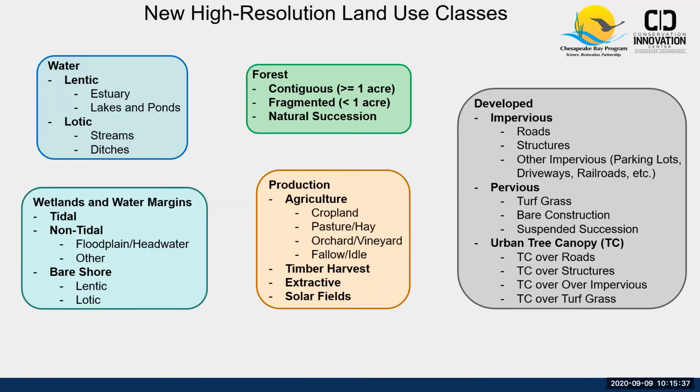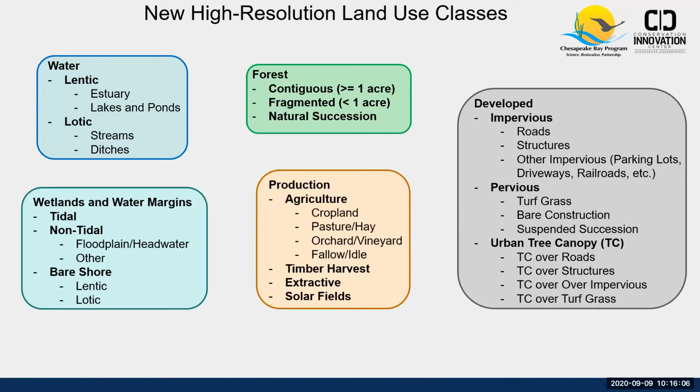We have our water class, which is now split up into lentic, which is estuaries, lakes, and ponds, and then we'll have a lotic class, which is streams and ditches. We then have in the wetlands and water margins category the tidal and the non-tidal, and within non-tidal we'll now have the floodplain and headwater wetlands, and then an other class. And another new one is the bare shore class, which will have a lentic bare shore and lotic bare shore.